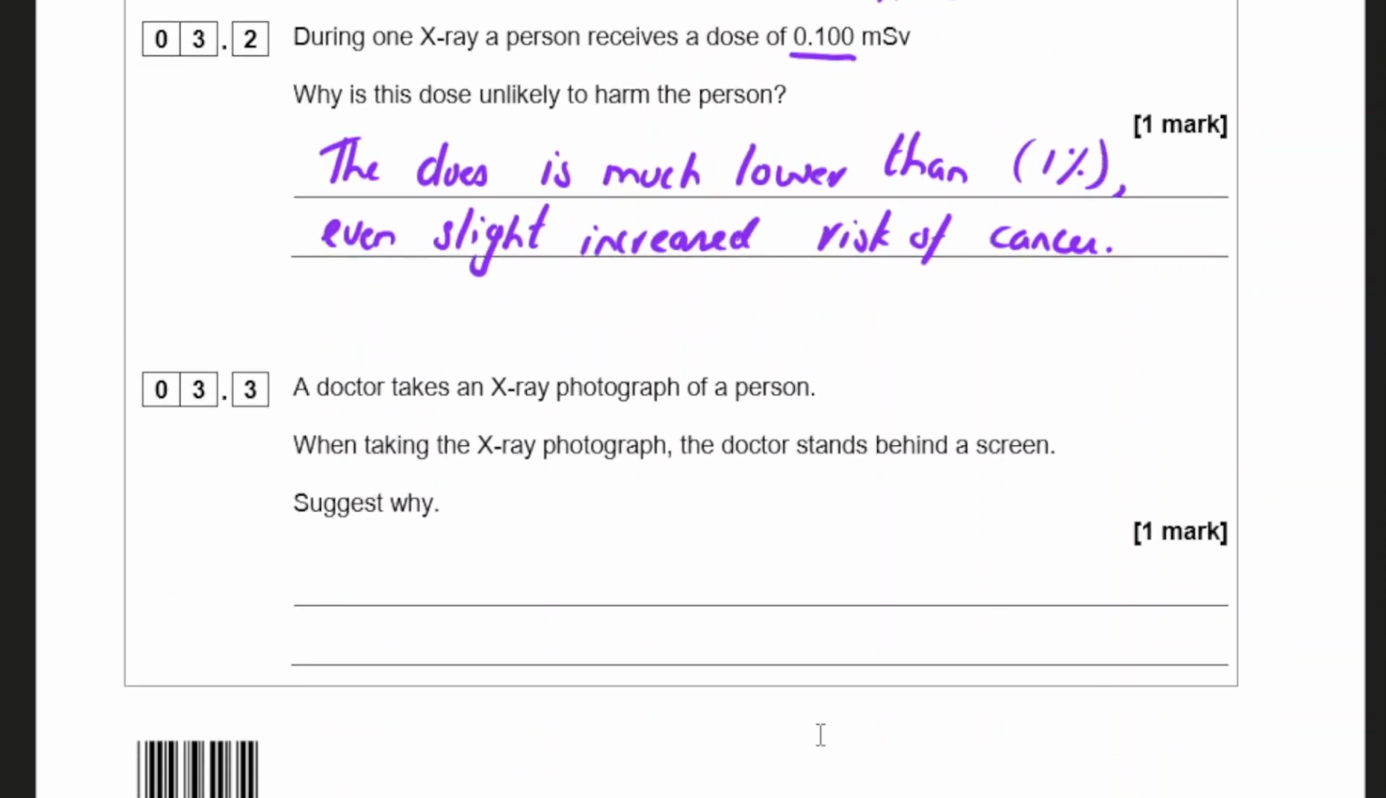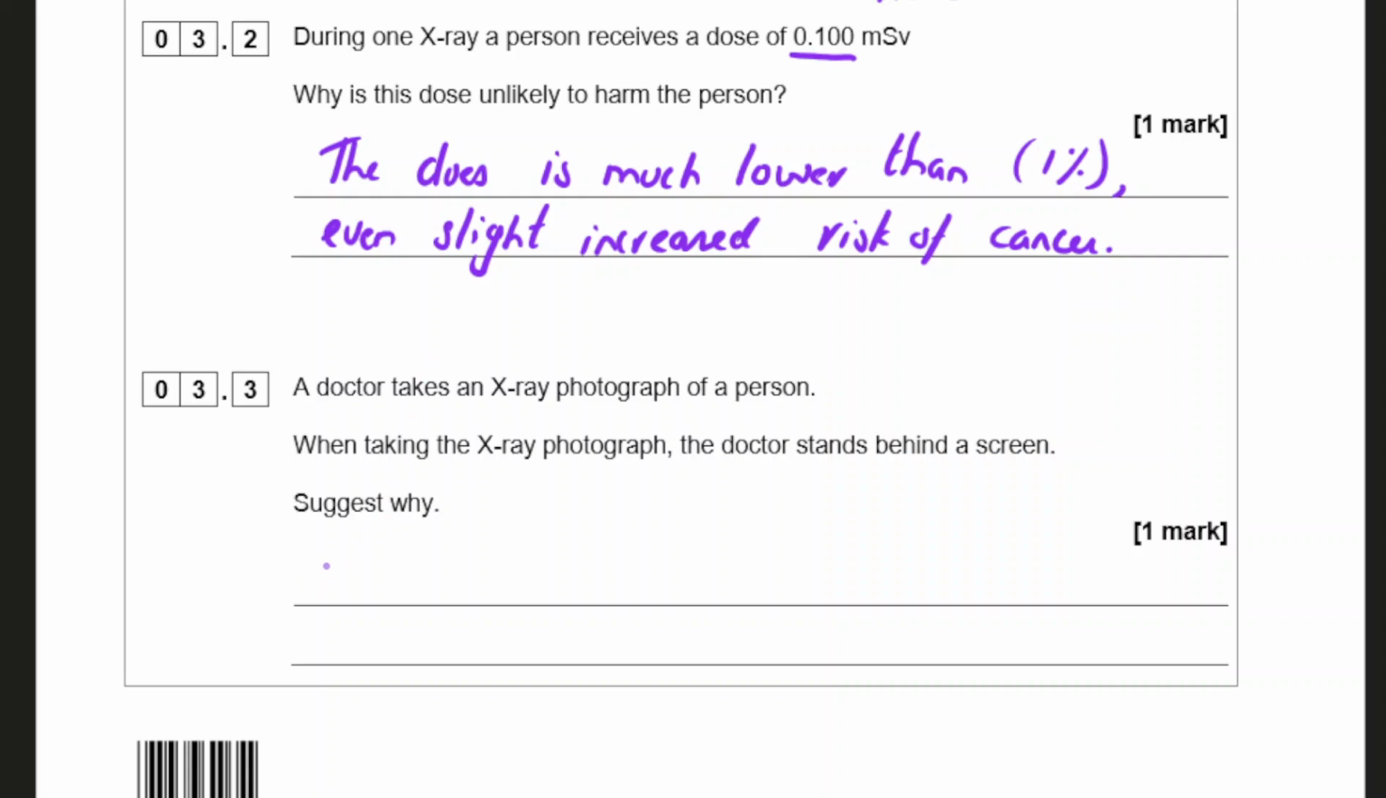A doctor takes an X-ray photograph of a person. When taking the X-ray photograph, the doctor stands behind the screen. Why? Well, it's basically to protect them. As a patient, they might be exposed to just one X-ray, if they're unlucky, once a year. But as a doctor, if you are testing a lot of patients, then you are going to be exposed to X-ray way too much. So they need to protect themselves.